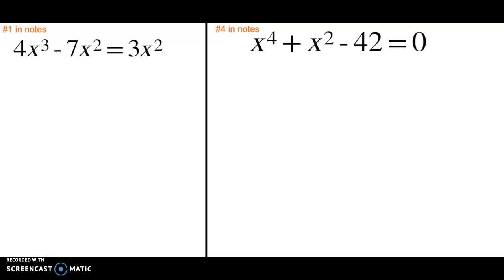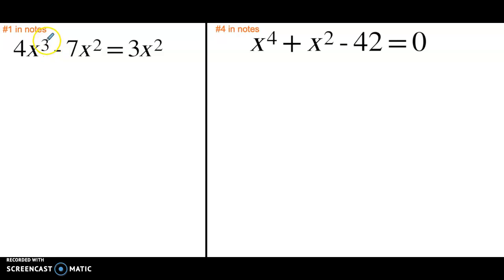We are talking about solving polynomials. A couple of big ideas from this. When you're solving polynomials, if there are different powers of the variable, looking at this example from number 1 in the notes, x cubed, x squared, right there, different powers of the variable, you need to set it equal to 0. That's step 1.